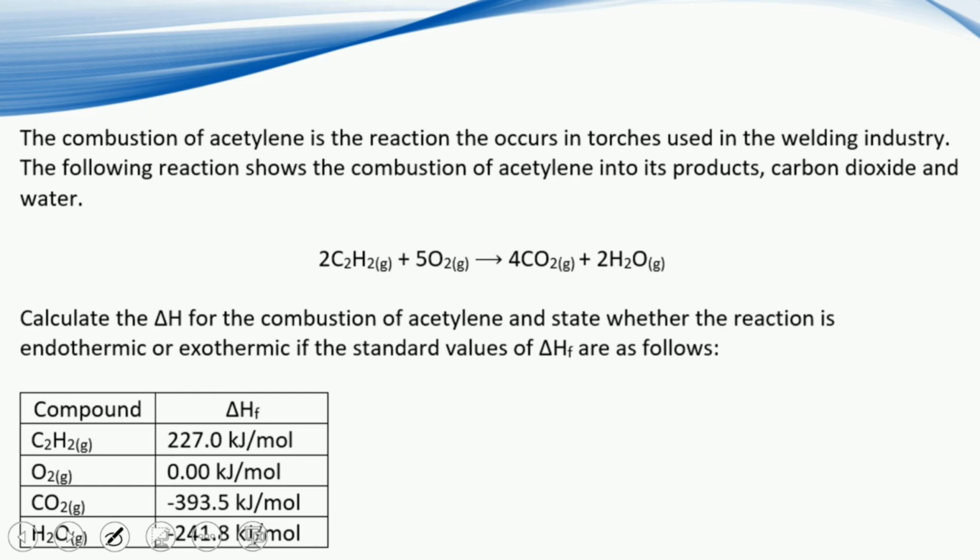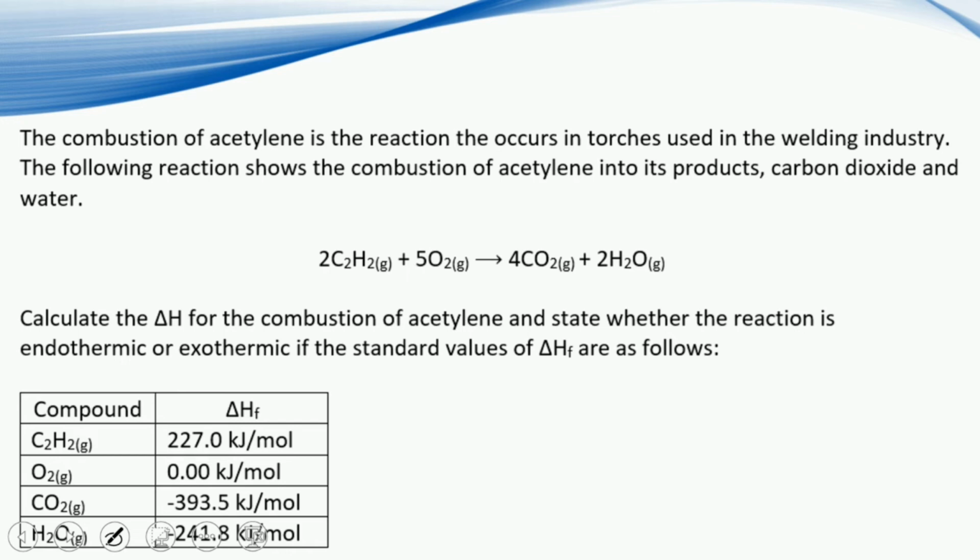So we are told that the combustion of acetylene is the reaction that occurs in torches used in the welding industry. The following reaction shows the combustion of the products and the carbon dioxide and the water. So we have our entire reaction here balanced already. We are being asked the same two questions. We want to know what is the delta H for the combustion and also state if the reaction is endothermic or exothermic.